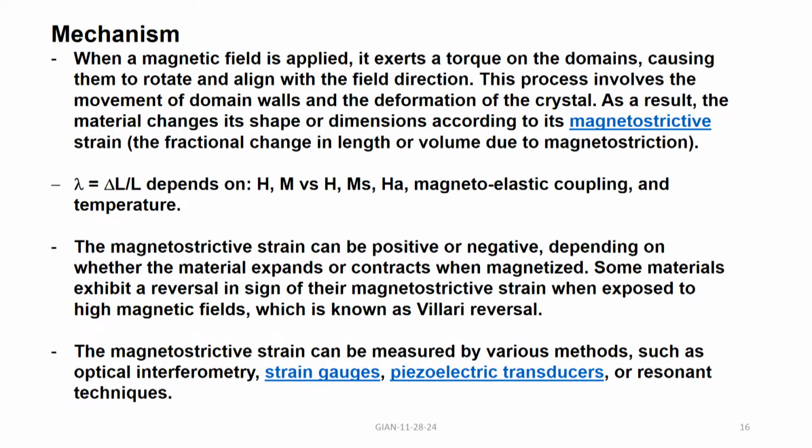So, you can measure the magnetostriction using several different techniques. You can use optical interferometry, strain gauges, that is what we use, and also you can use piezoelectric transducers or some resonant techniques to measure these. For our interest, most of the ferromagnetic materials, you can measure the magnetostriction with a strain gauge and a strain indicator. This is the easiest method instead of using something fancy like optical interferometry. Okay.